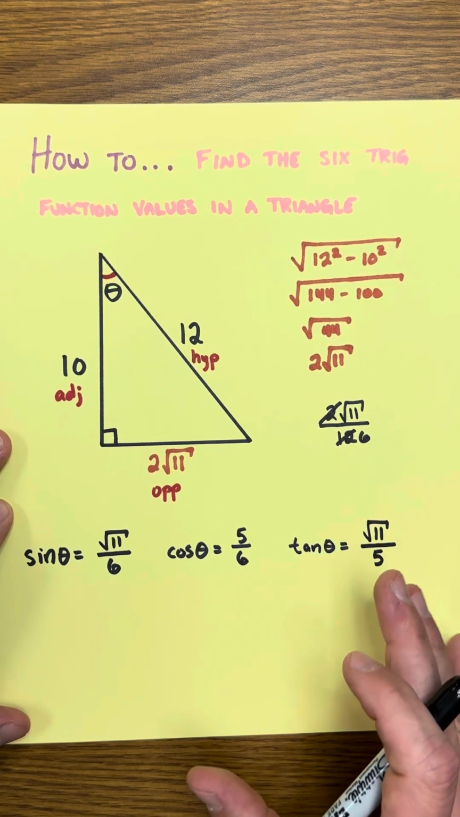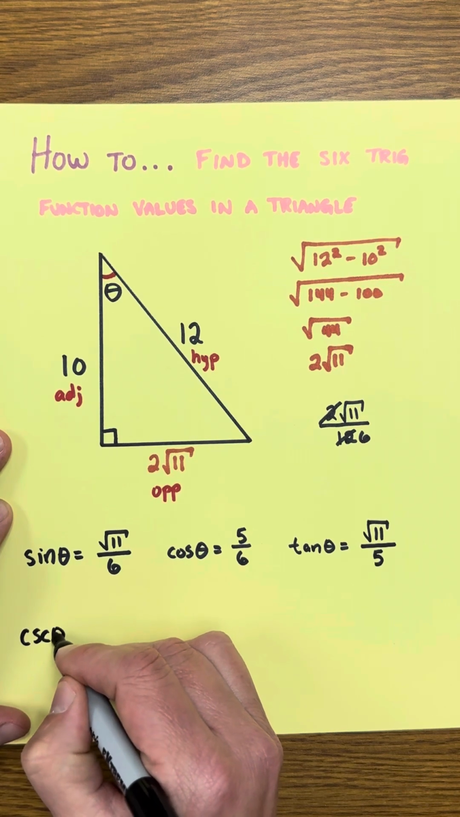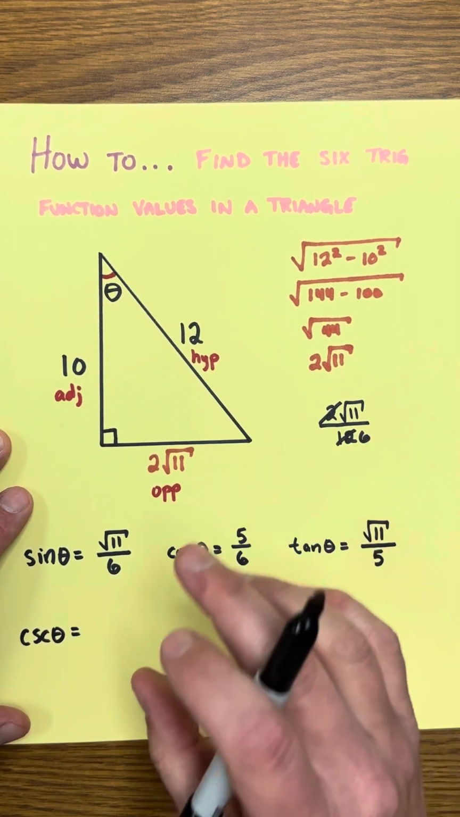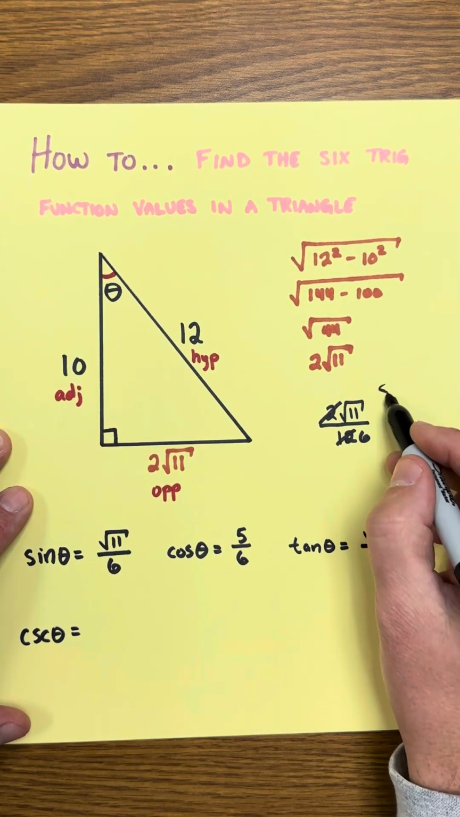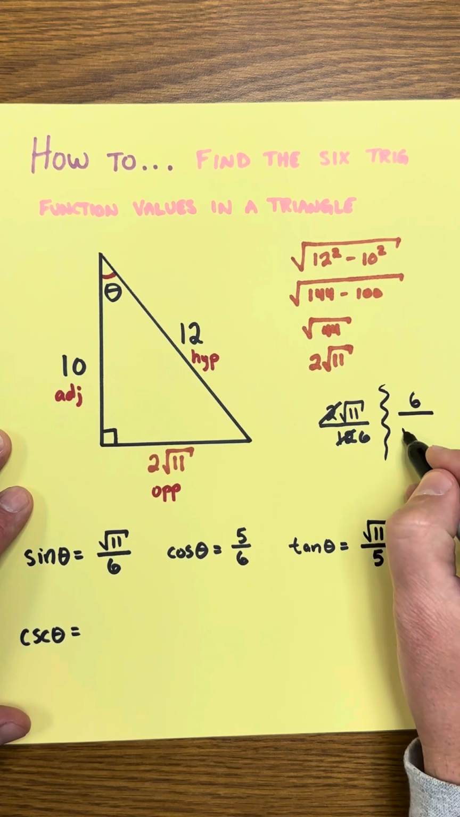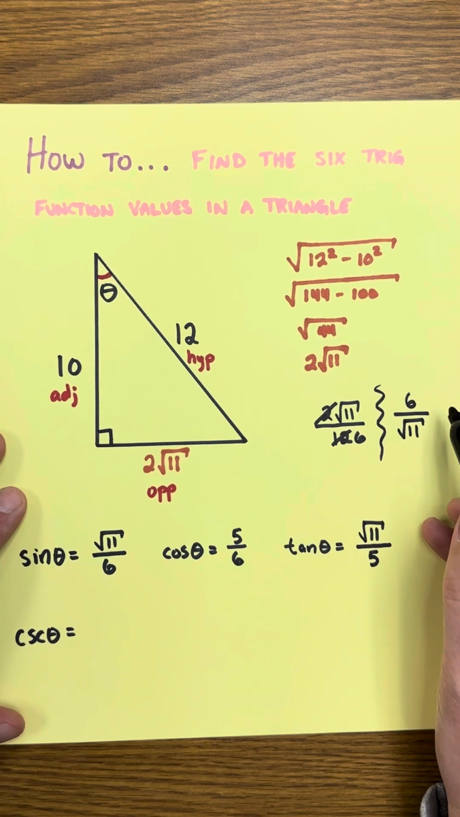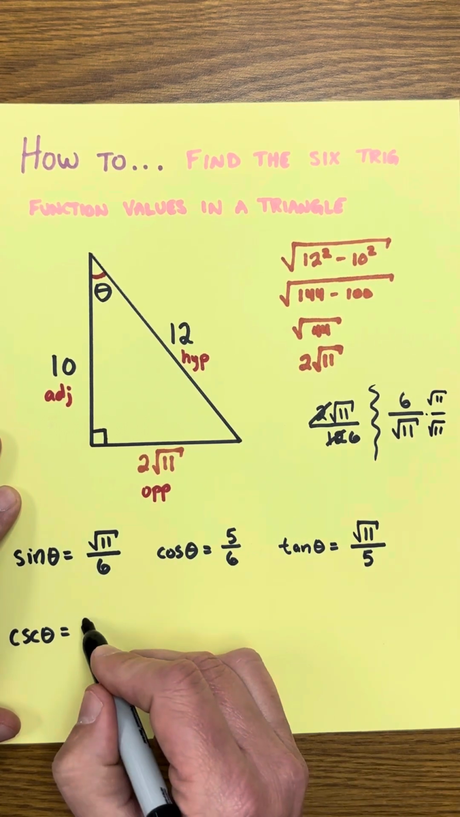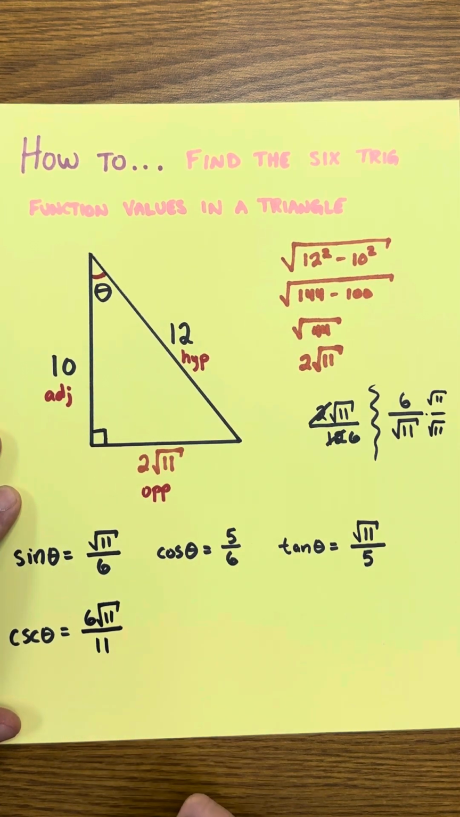To finish this, I need to find the reciprocal ratios. So sine's reciprocal is cosecant. So again, let me show that as maybe scratch work out here. All I'm going to do is take my fraction and flip it over. So that's going to be 6 divided by square root of 11. Now you do have to rationalize that, and you're expected to be able to rationalize. So if I multiply top and bottom by the square root of 11, that's going to give me 6 square root of 11 over 11.